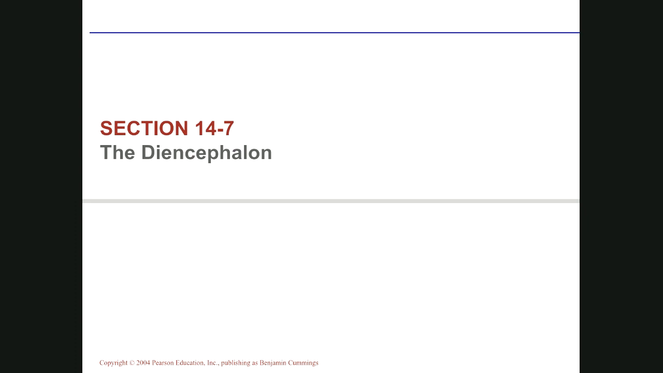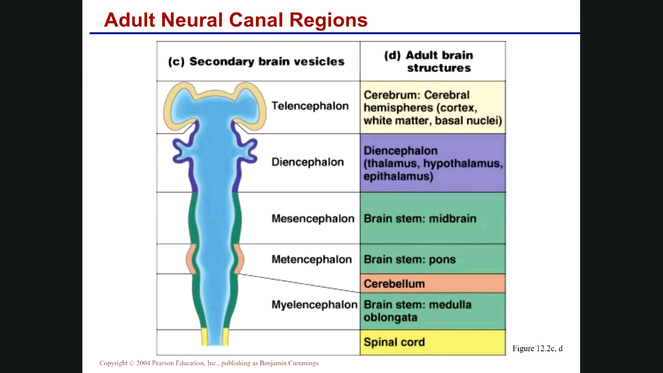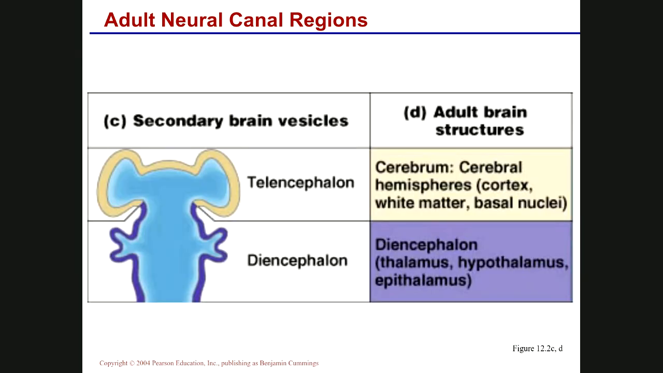Today we're going to start with the rest of the forebrain. If you remember, the forebrain includes the telencephalon and the diencephalon. And so here's the diencephalon. Again, it's hollow in the middle. It's sort of a core of the brain, so you can't see it from the surface. It includes three structures: the thalamus, the hypothalamus, and the epithalamus.